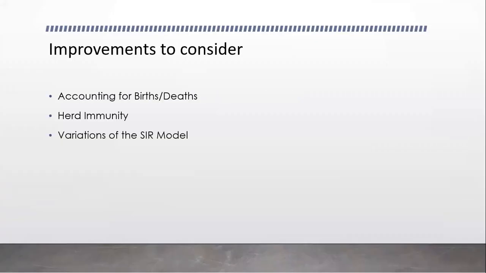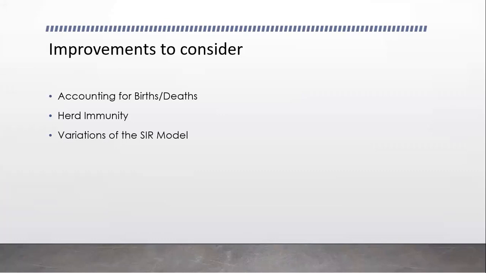So improvements to consider, I would definitely consider births and deaths, because once people are born into the population, they get moved straight to the susceptible population. And then deaths, you either become immune to the virus, or once you die, you also get sent straight to the recovered population. And this allows for a more accurate depiction and calculation of the values.